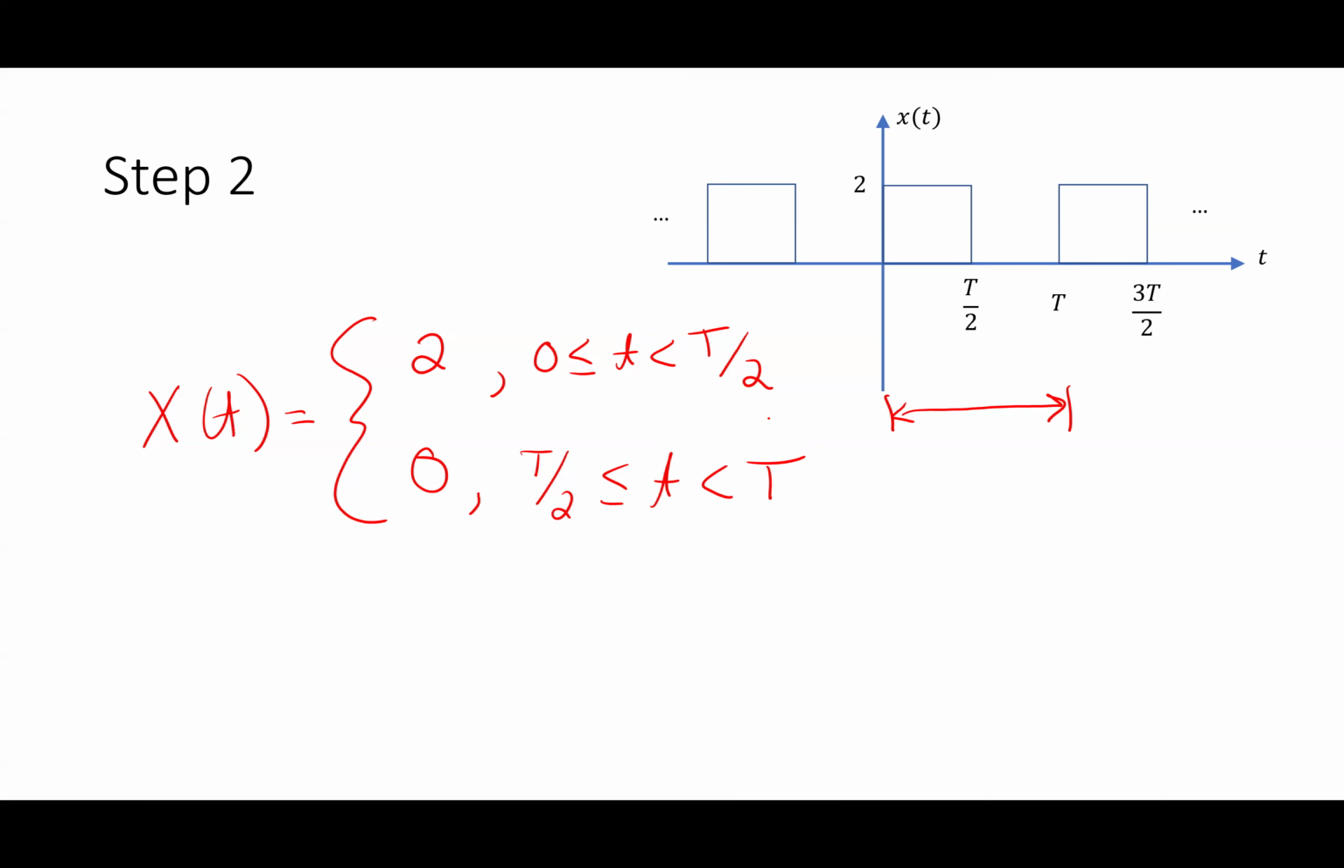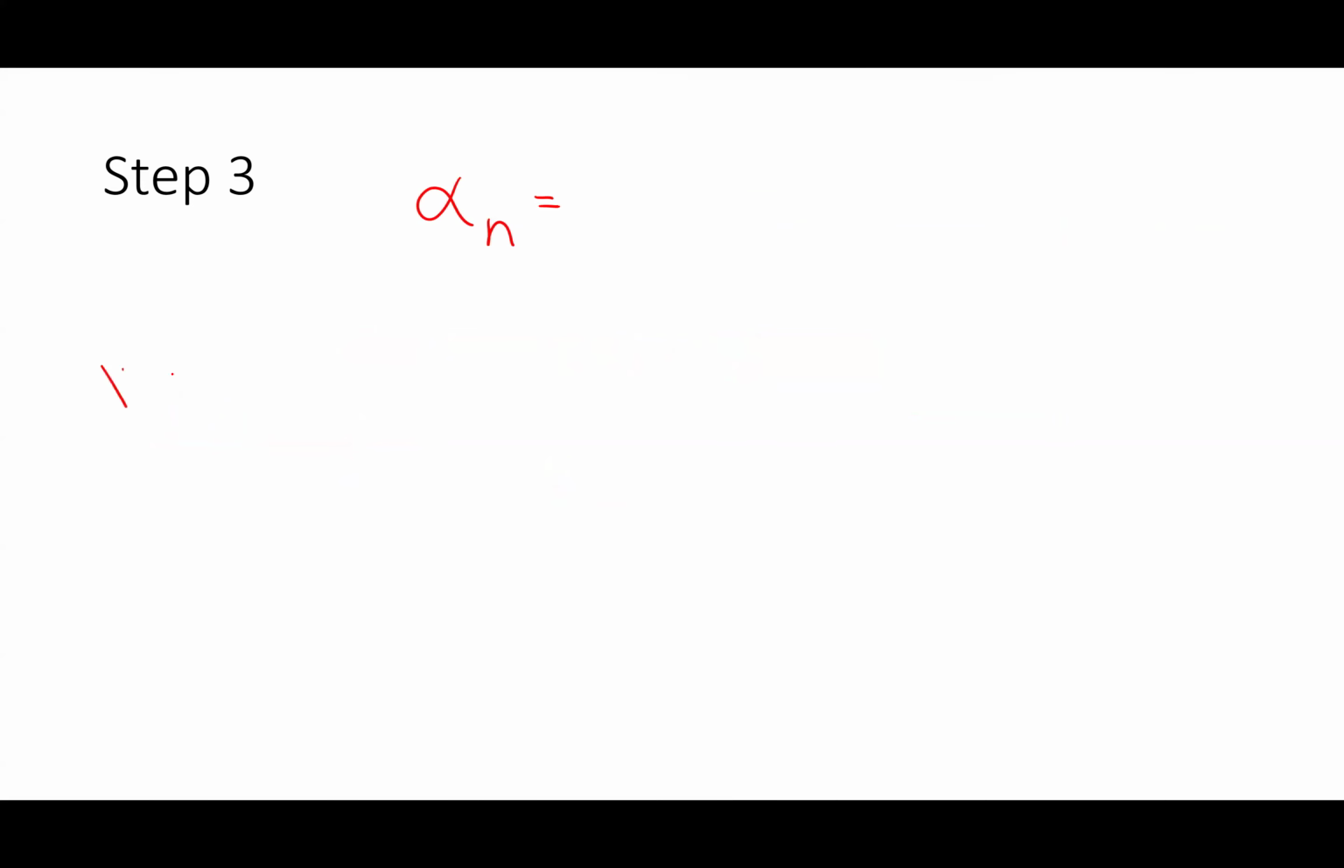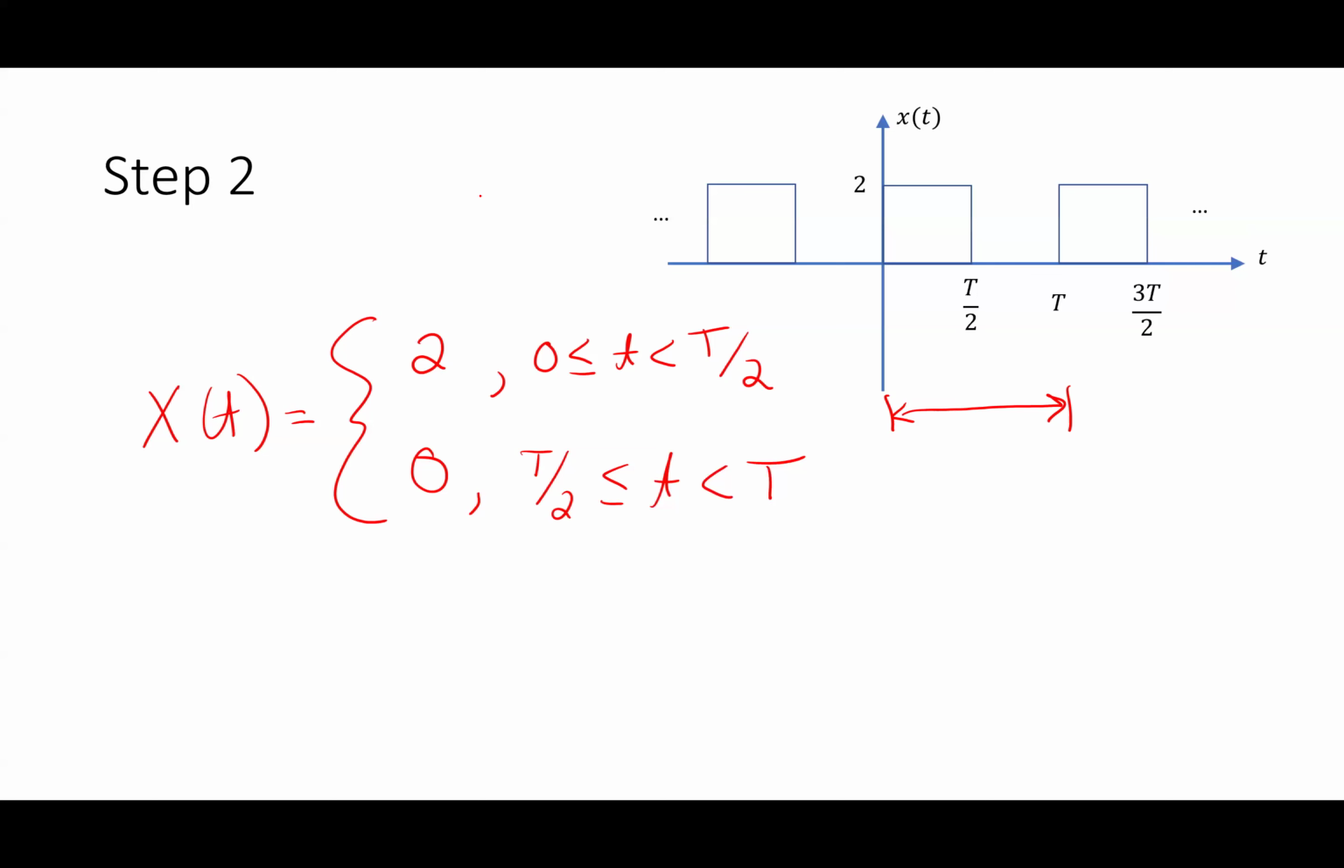What would that be? So alpha n is equal to, so x of t is equal to 2. Let me not set that up. We've got 1 minute left. X of t is that. That part should be easy. That part you should be able to think through.